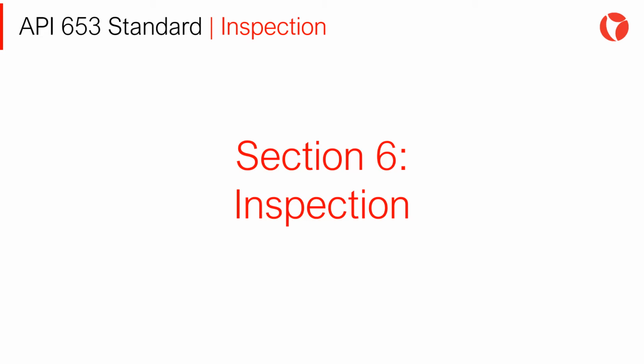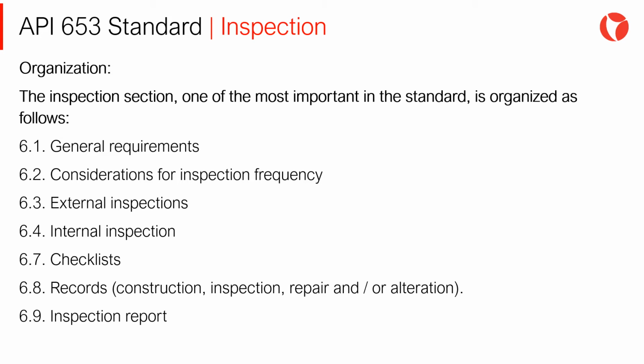Let's start with section 6, Inspection. Organization. The inspection section is one of the most important in the standard. It is organized as follows: 6.1 General Requirements, 6.2 Considerations for Inspection Frequency, 6.3 External Inspections, 6.4 Internal Inspection, 6.7 Checklists, 6.8 Records. It could be construction, inspection, repair, and/or alteration, and 6.9 Inspection Report.